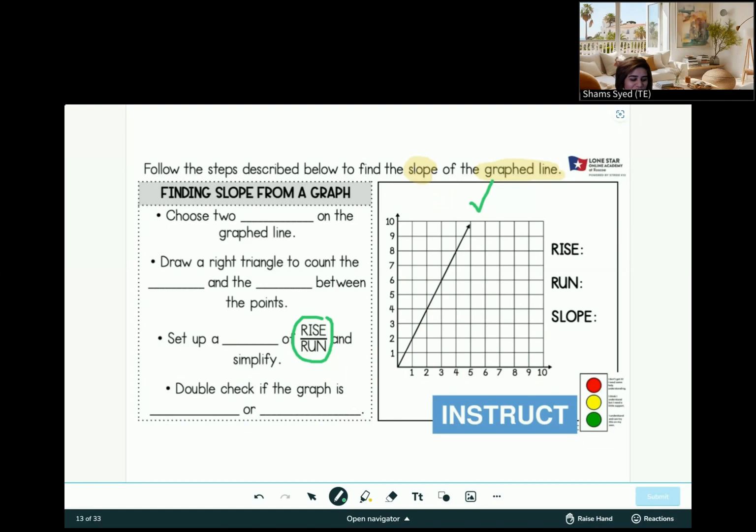I would say 3-minute timer starts now because you also have to brush up your memory to think about how you find slope. Get started. 3-minute timer has now started.